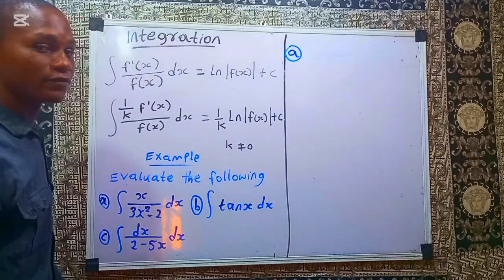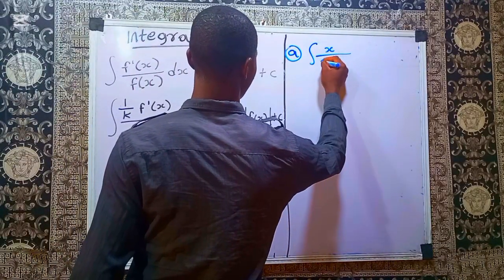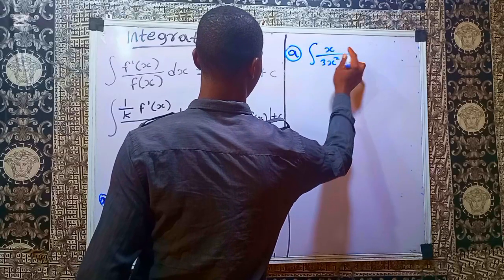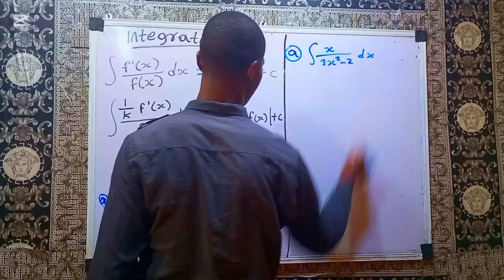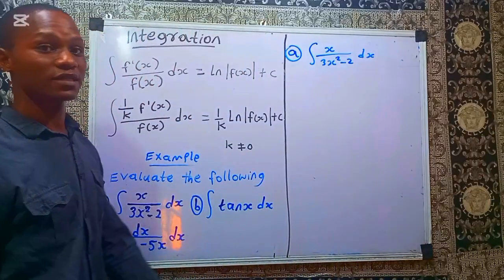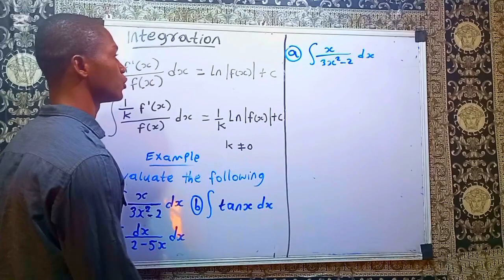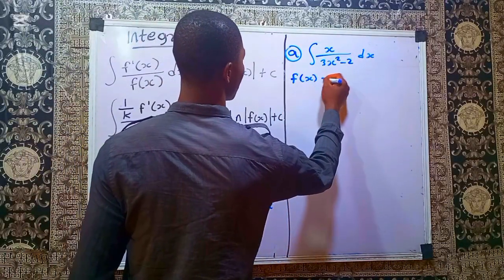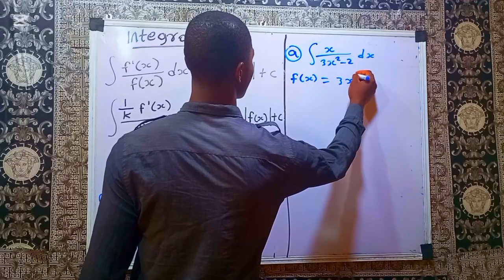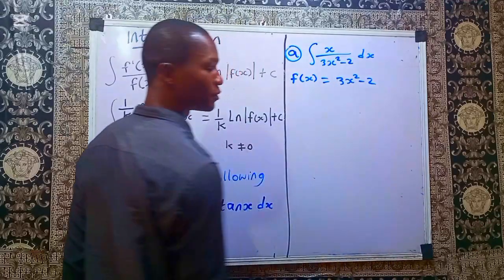Let's write the function first. The integral of x divided by 3x squared minus 2 with respect to x. So f of x is the function at the denominator, right? So our f of x is what? 3x squared minus 2. That's our f of x.